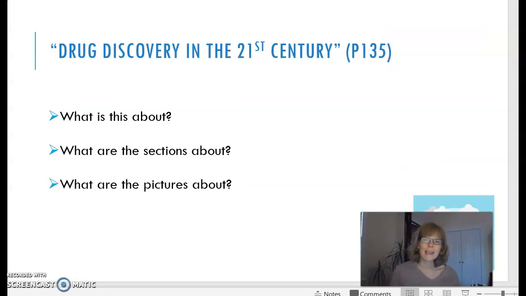So guys, just in the last few minutes we have, I want to turn your attention to the article. It's on page 135. It's called Drug Discovery in the 21st Century. Take a look at it just quickly, see what it's about. How many sections are there? What are the pictures showing you? You're going to find out a lot about drug discovery, about this pipeline, about this process for finding new drugs.